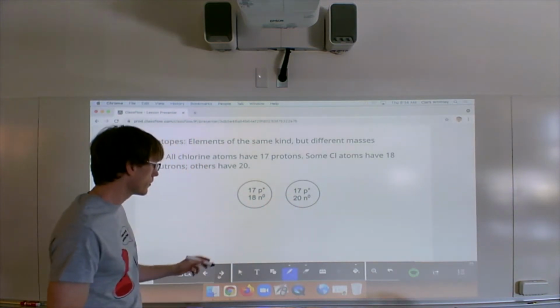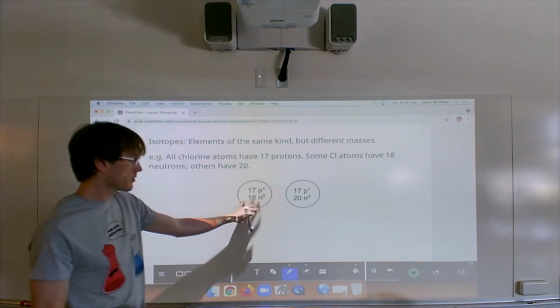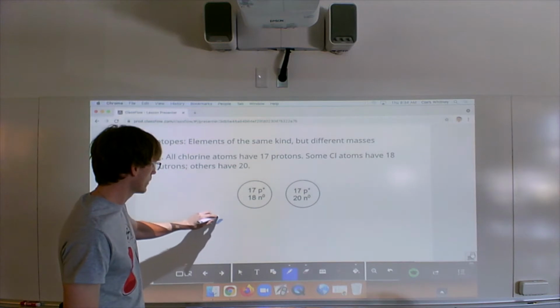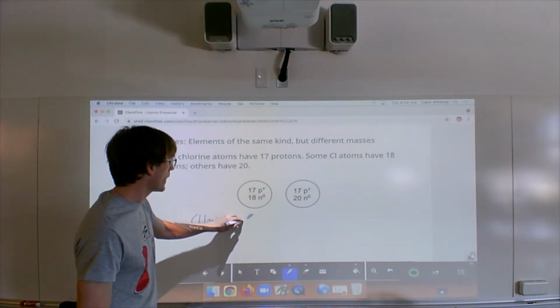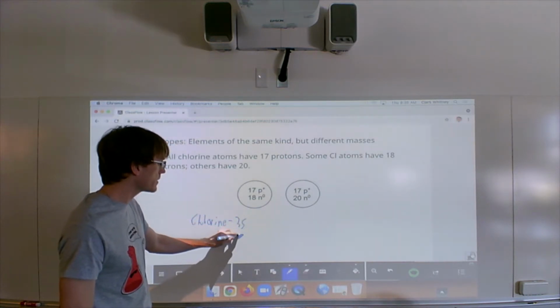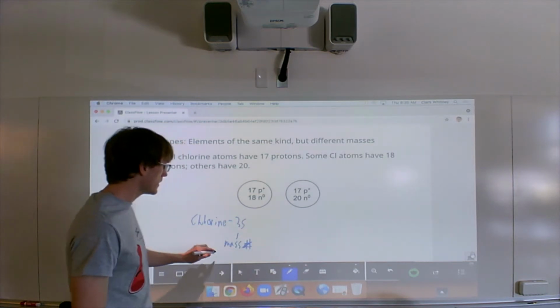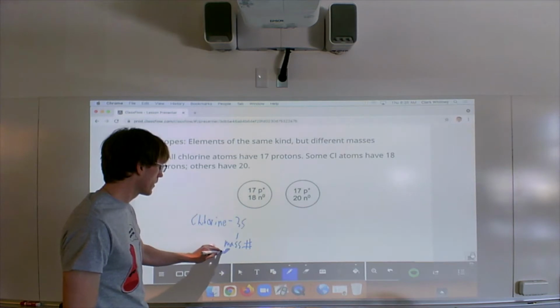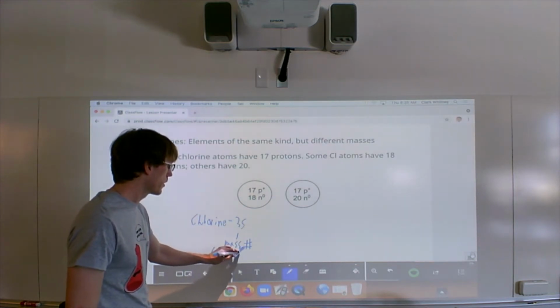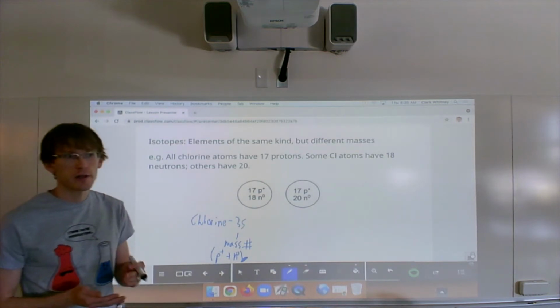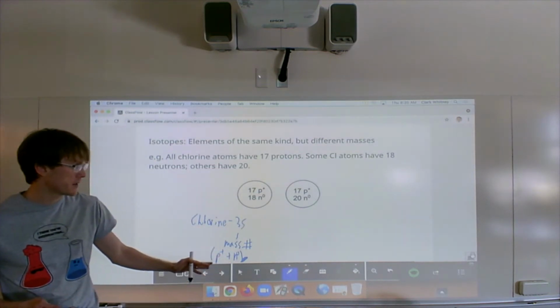So if I were to name this isotope on the left, I could call it chlorine 35, and I get that 35, that is the mass number, and that is the number of protons plus the number of neutrons. Protons carry a mass of 1 atomic mass unit, so do neutrons, and their sum is the mass number.